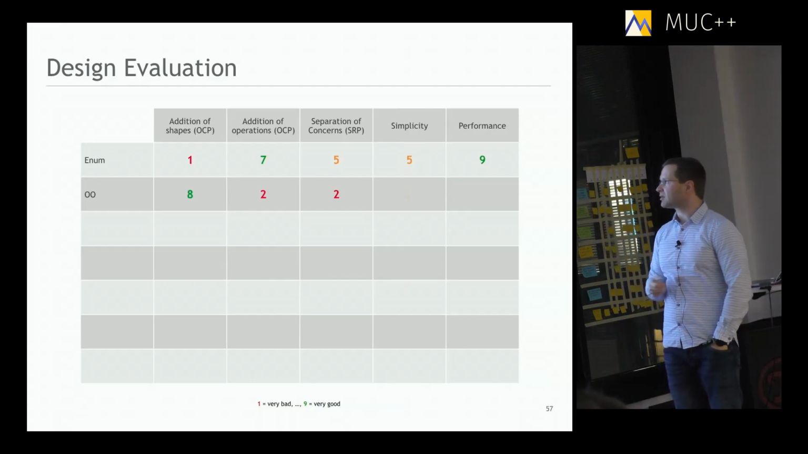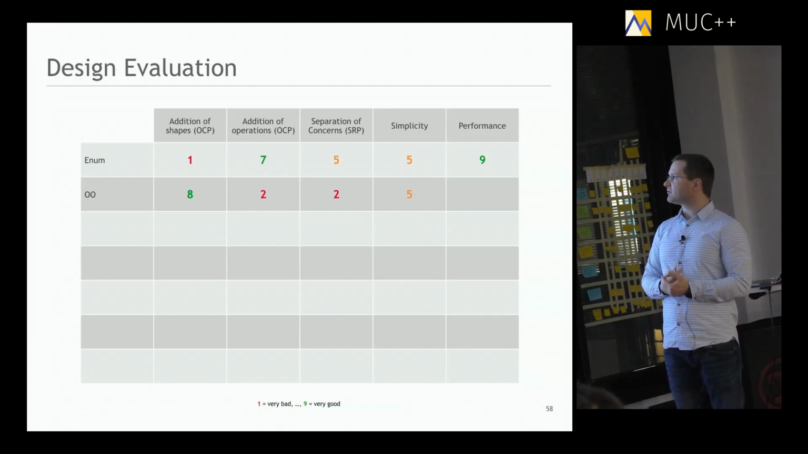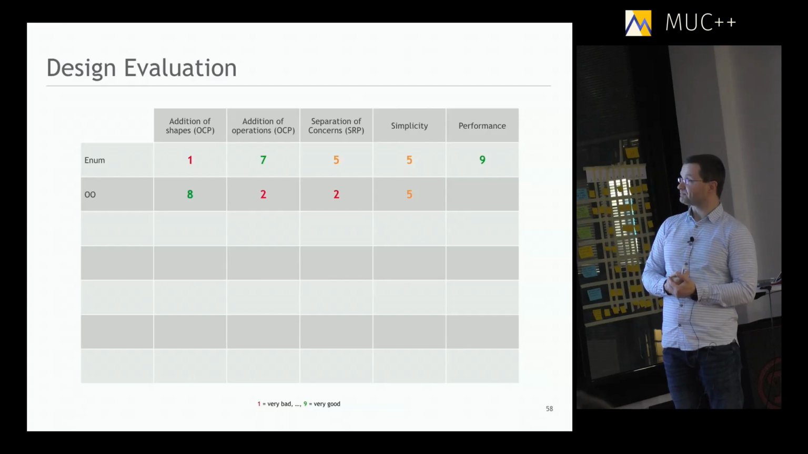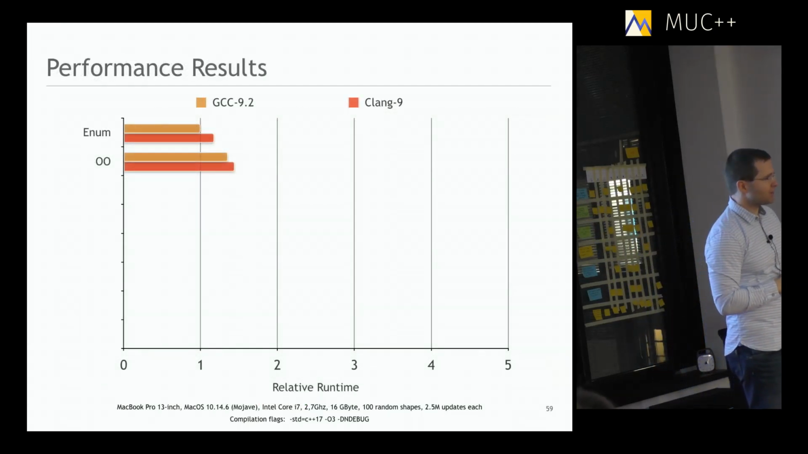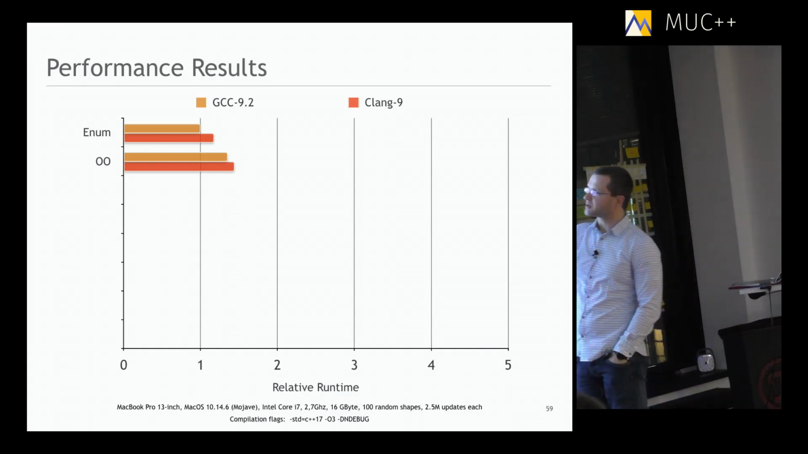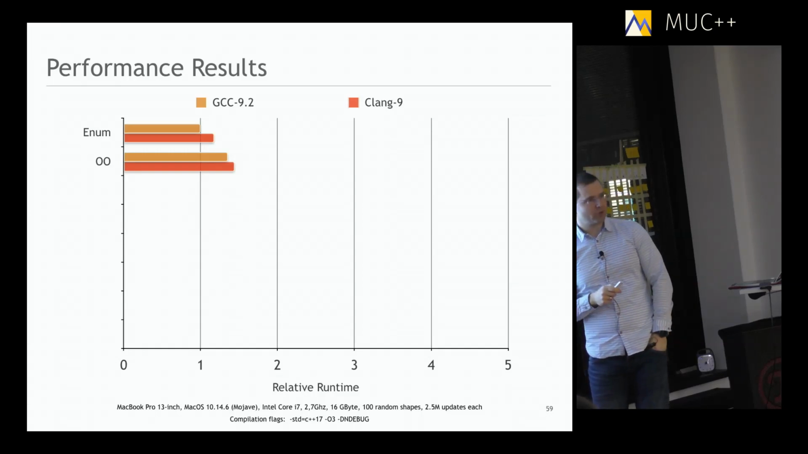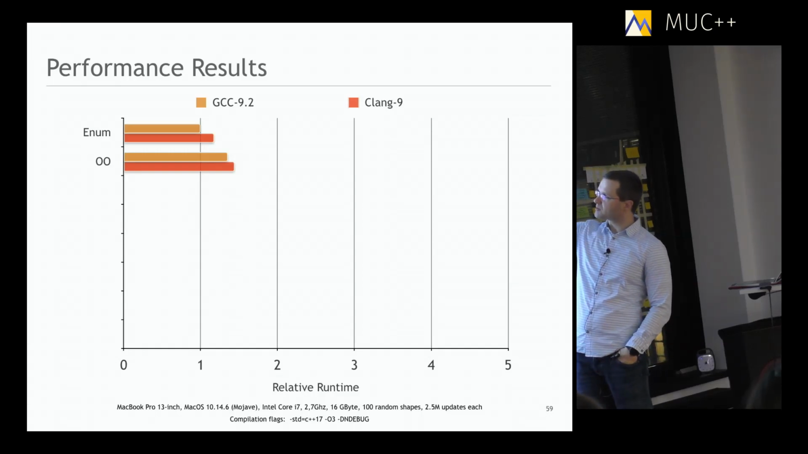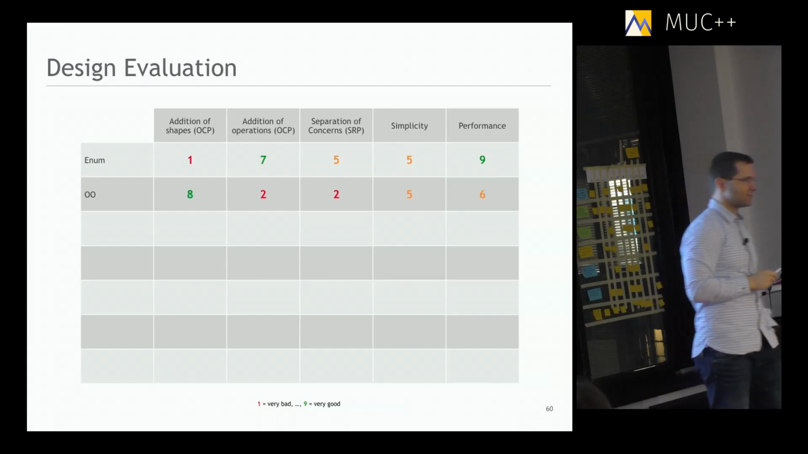Simplicity, I don't see a big improvement from a usage point of view. It's virtually the same thing. It's also a 5. Performance, well, it's a little worse. I was actually pretty happy that it's not much worse. It's a little worse, but still, this is the reason why very often people do not use virtual functions. Approximately 30% overhead. So I rate it with a 6. So you see, it gets worse.